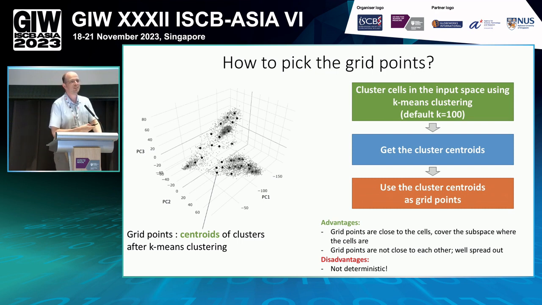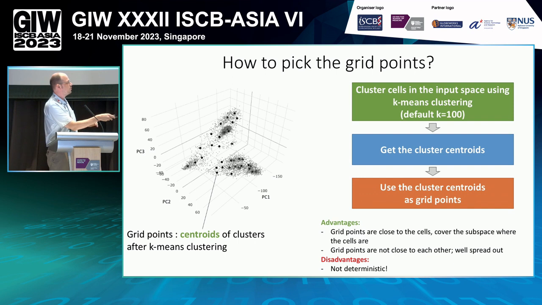But the best method so far is, unfortunately, to use k-means clustering and get the centers of each cluster. Those are really nice grid points. What does best mean in this context? I think the questioner would like to know what is best here.